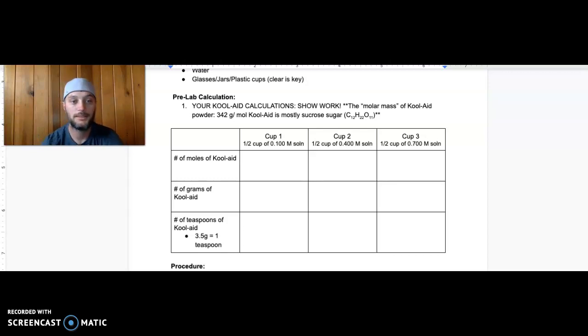Hey, what's up, guys? I'm excited to talk through this Kool-Aid lab with you and get you some direction. I know there was a lot of confusion last time. I got a lot of questions about what you were supposed to turn in. Were you supposed to do the Kool-Aid lab? Well, each day is a separate lab.